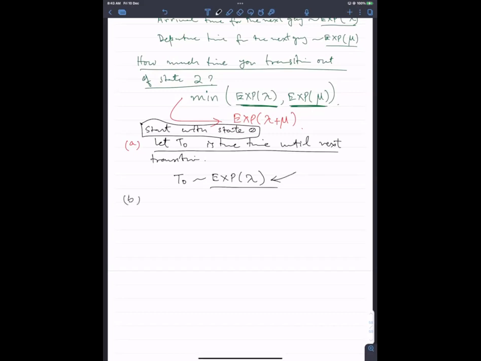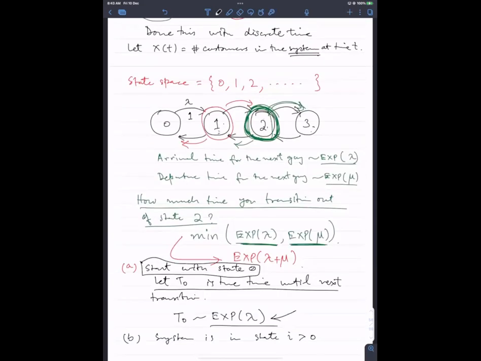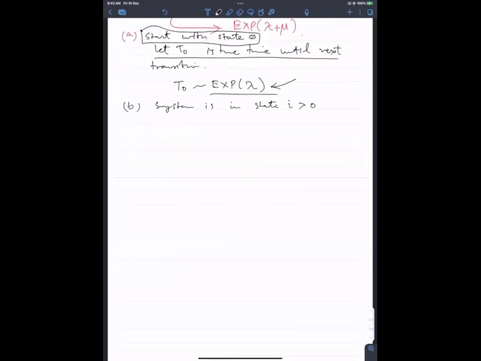B part is ke system is in, let me just move this guy here. Okay, system is in state i, which is not equal to zero, greater than zero. So ya one mein hai, ya two mein hai, ya three mein, four, five, six, seven, kisi mein. So assume that system is in state i. Let Ti is the time to transition from that state.